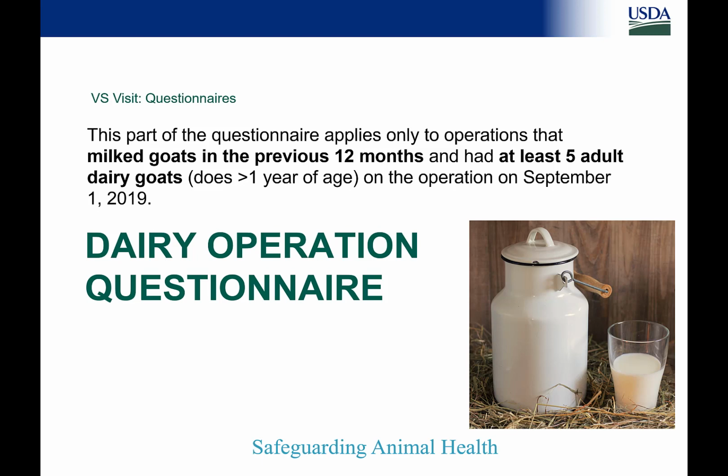total dairy goats, whether dry or in milk, were present on September 1, 2019. If it's less than 5, you won't complete this questionnaire and you'll go to the office use section. So only operations that have 5 or more milking does that they've milked in the previous year will complete this portion of the questionnaire. So we start once again with our basic inventory.